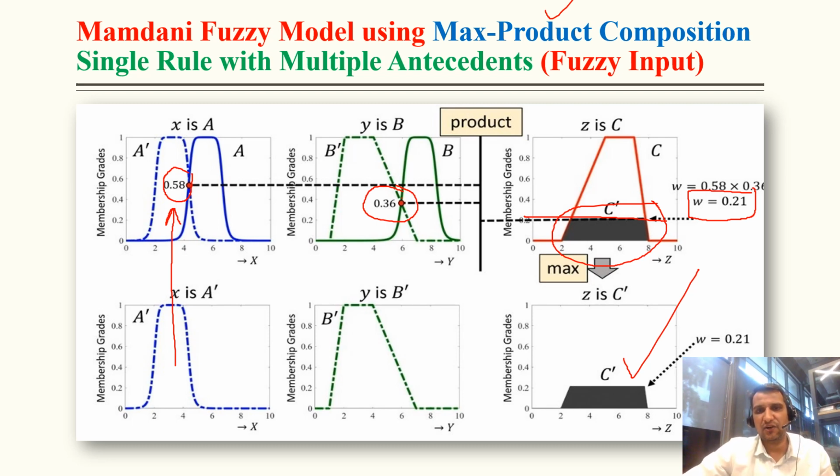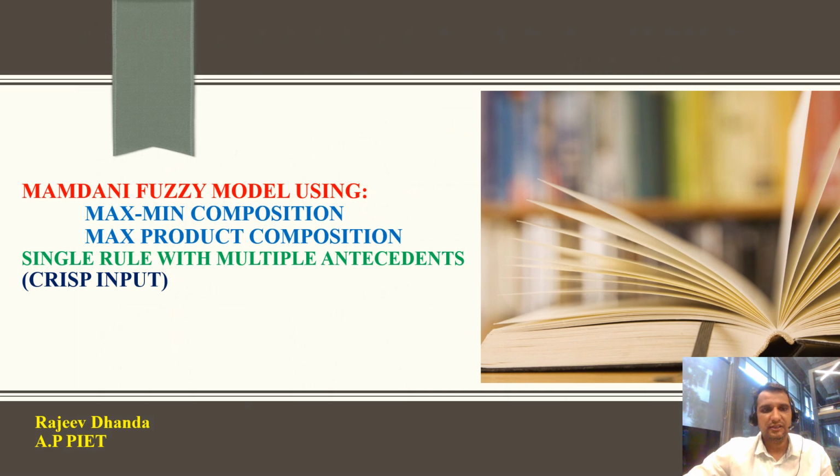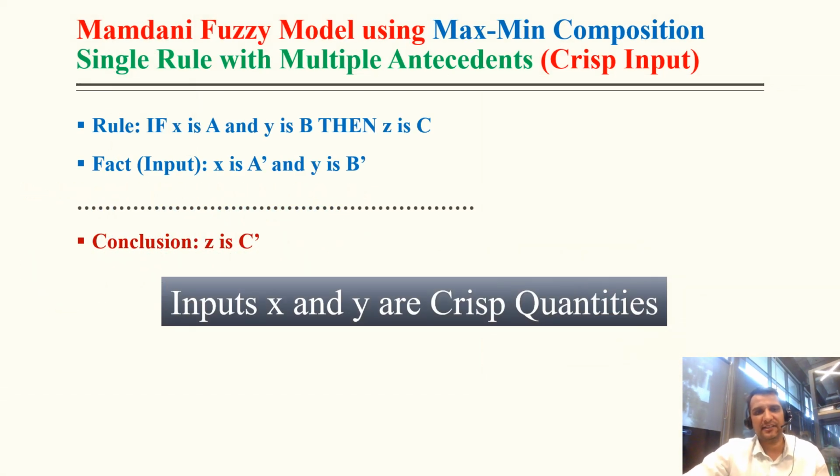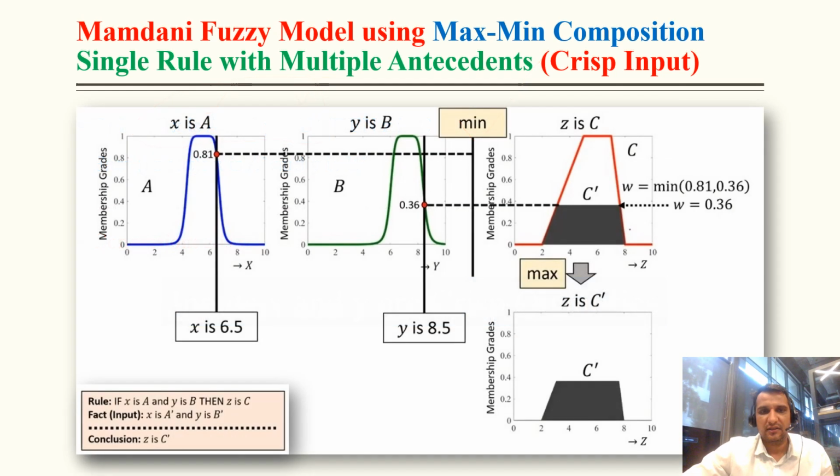And right now maximum I am not able to explain. I will explain it with the help of multiple rule and with multiple antecedents. So same question, but right now input is crisp. Same, if x is A and y is B, then z is C. So these are the two antecedent, or we can say multiple antecedent. There is only single rule. So right now input is crisp, right, instead of fuzzy.